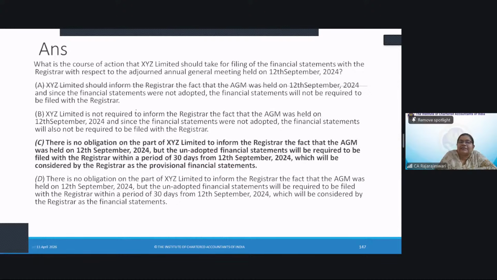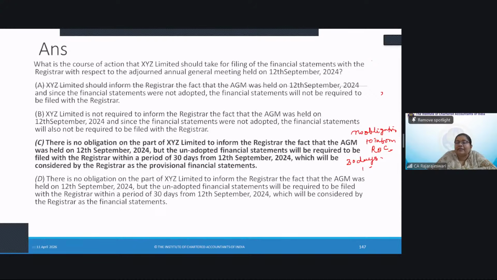So the answer is there is no obligation to inform the registrar. There is no obligation because nowhere it has been mentioned that you have to inform the registrar why the AGM was not held. It is not at all necessary. So the only thing is you should specify. So there is no obligation to inform the registrar, because it is a purely personal matter of the company. It need not be informed. But within 30 days of the adjourned meeting, you should file the statement.